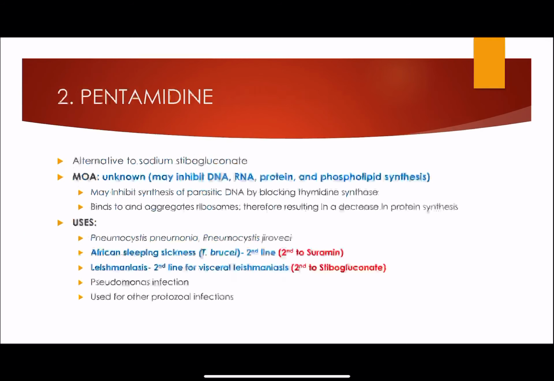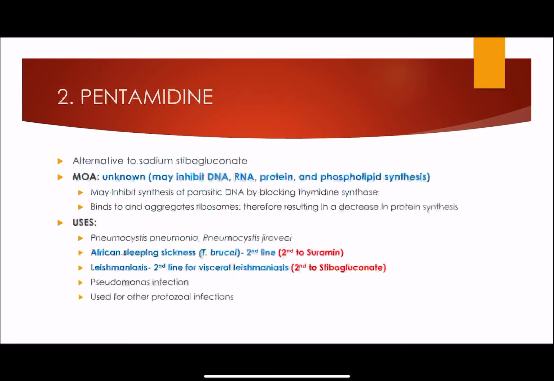Pentamidine is the second drug. It's an alternative to sodium stibogluconate. MOA is also unknown, but it can inhibit synthesis or replication of DNA, RNA, protein, and phospholipid. So they don't really know, para ma-make sure lahat na lang. Okay? May inhibit synthesis, almost 5, no? But it's just 4. Penta. DNA, RNA, protein, phospholipid. Maybe synthesis will be the 5th word. Okay? So that's how you remember it. Penta, 5 words related to its MOA.